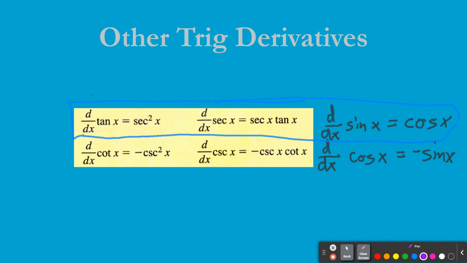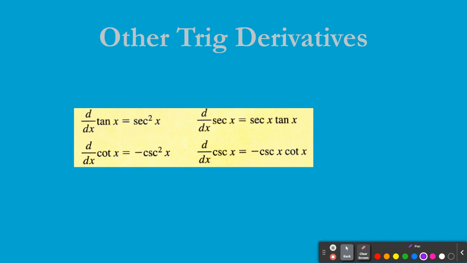And what is happening? Anytime I've got a co, I've got a negative. I've got a co, I've got a negative. And if you've got your original, you should be able to come up with the rest on your own because they follow the same pattern. Secant squared becomes negative cosecant squared. Secant tangent becomes negative cosecant cotangent. And cosine just becomes negative sine. So that pattern should hold true and should make your life a little bit easier.